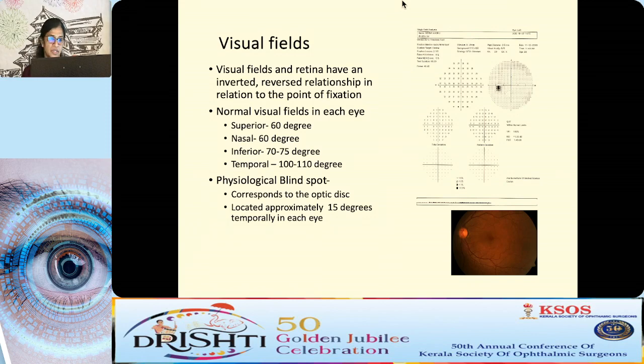Regarding the extent of the visual field, the superior and nasal field extends about 60 degrees, the inferior field is about 70 to 75 degrees, and the temporal field 100 to 110 degrees. The physiological blind spot corresponds to the optic disc and is located 15 degrees temporally in each eye.